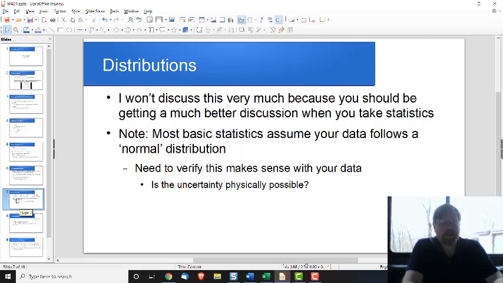Is it physically possible, the uncertainty you get? Are you going to have a less than zero concentration once you've got the plus or minus added in? Things like that. It's something to keep in mind. It won't show up in this class. It might not show up very often at all. They call it the normal distribution because it is what things tend to normally follow. There are a couple other reasonably common distributions, though.